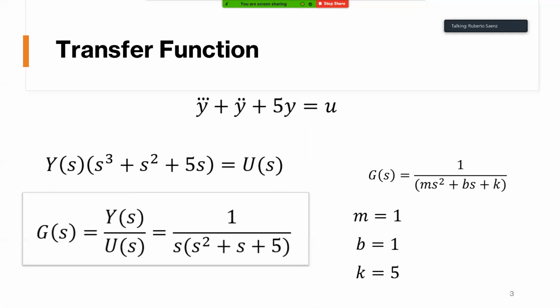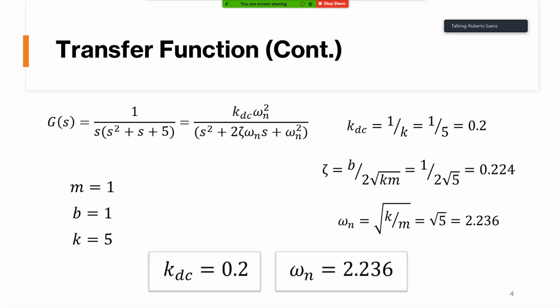From this equation, we get the transfer function by taking the Laplace transform. From this, we get our transfer function Y of s over U of s, which is equal to 1 over s times s squared plus s plus 5. As you can see to the right, this almost mirrors the ideal mass spring dampener transfer function. Therefore, we pulled the values m equals 1, b equals 1, and k equals 5.